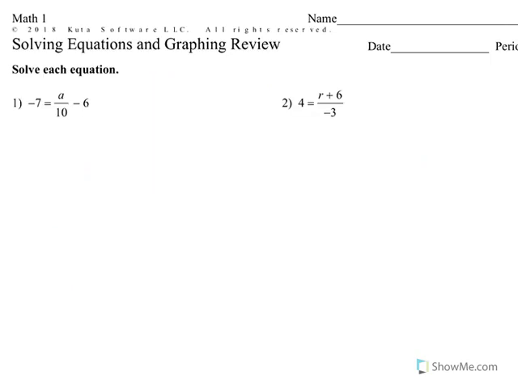You should by now have this solving equations and graphing review worksheet on your desk. If you do not, pause the video until everybody has it on their desk. We're just going to dive right in. We're going to solve these equations.